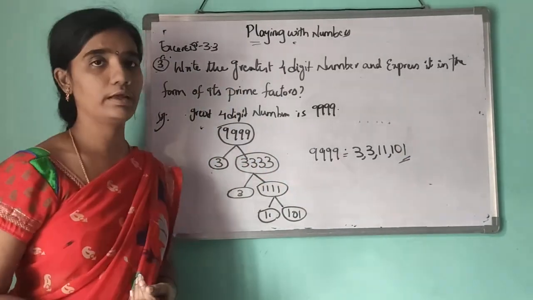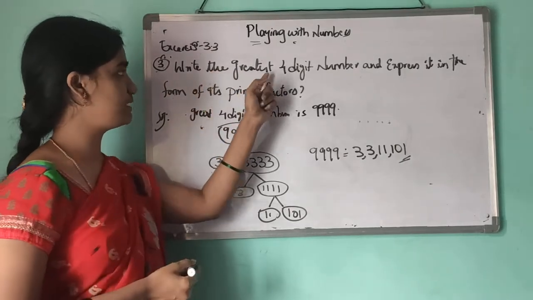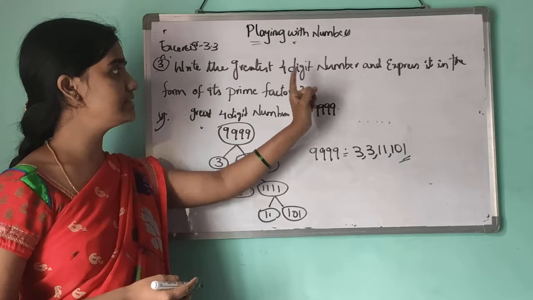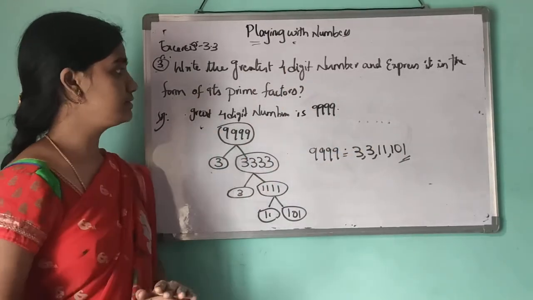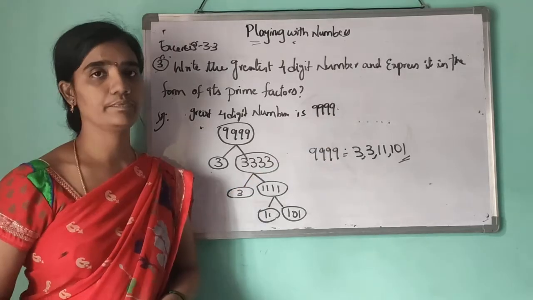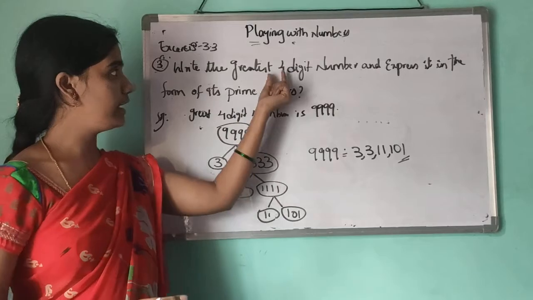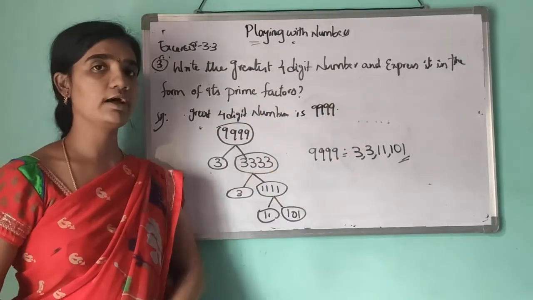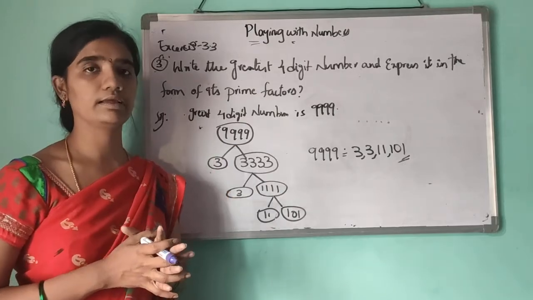For example, in any question, the greatest 5-digit number, we can expand it and express it in prime factors. Here we are taking the 5 digits. For example, given 6, you have to take six 9s. 9 digits means here also you have to take nine 9s.